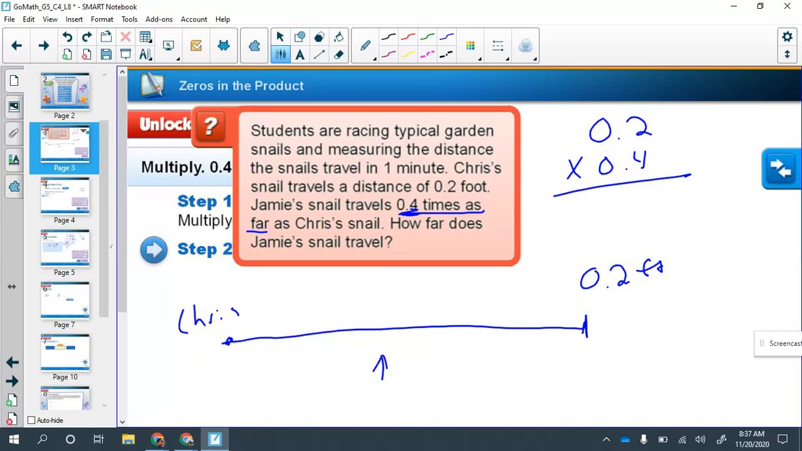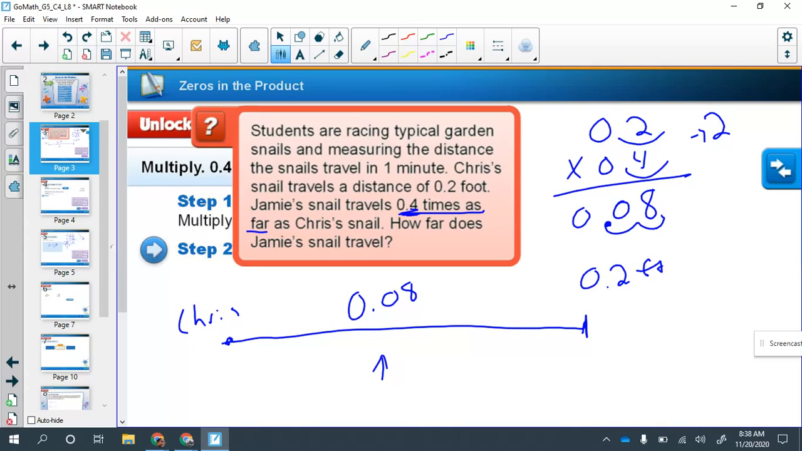Again, ignore our decimal, focus on our facts. And 4 times 2 is 8. Well, I would move this decimal out once. I move this decimal out once. So 1 and 1 means that I have moved it 2 times. So I need to move it back in 2 times. Well, I start here, I go 1 and 2. And just like our previous problem, we need to fill this place in with a placeholder. And so the answer is that Jamie's snail travels about 8/100ths of a foot.